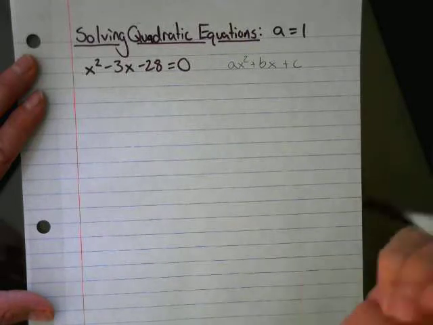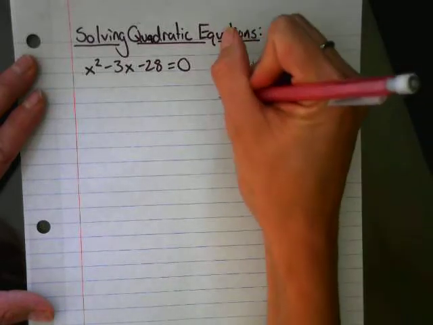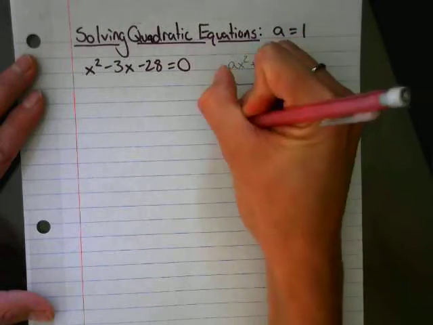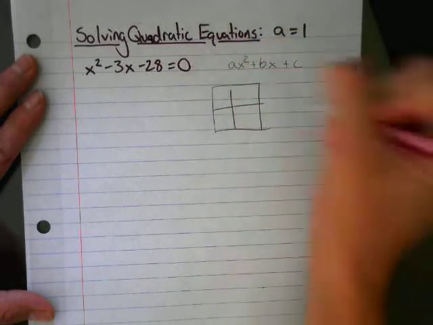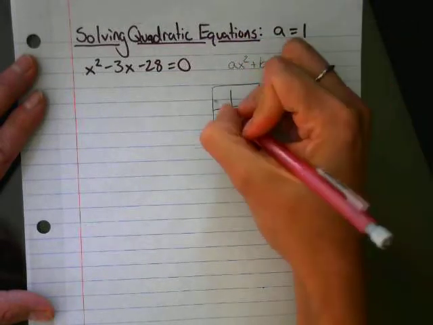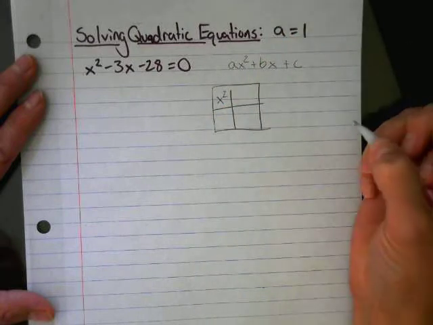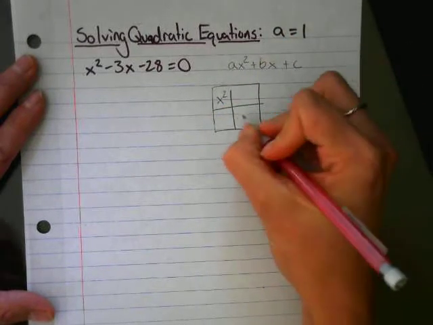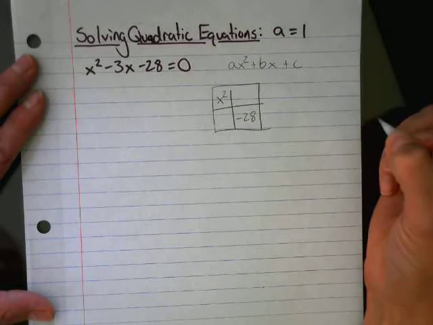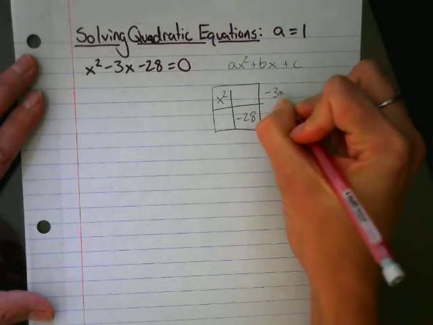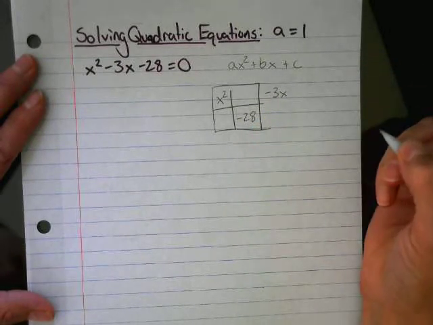If you want to use the box method to solve a problem like this to organize your work by factoring, you can set up a box. In the first box we're going to put our first term, x squared. In the last box we're going to put our last term, negative 28. And off to the side we're going to put our negative 3x.